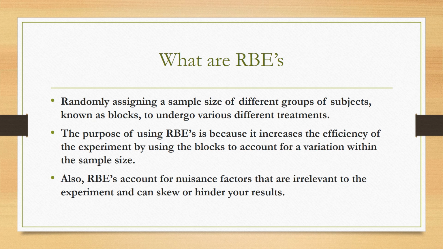population that consists of different groups of subjects. These different groups of subjects are randomly assigned to each individual block. This can range anywhere from age to gender to race, and so on and so forth. And each one of these blocks is subjected to various different types of treatments.